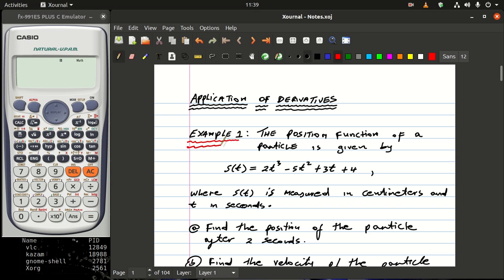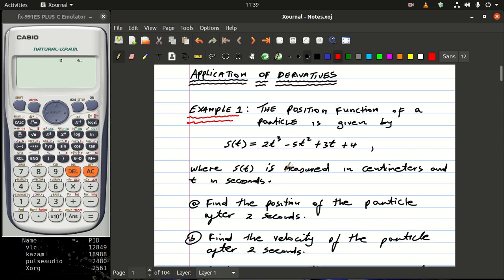The first example says the position function of a particle is given by this function here, which says s of t is equal to 2t cubed minus 5t squared plus 3t plus 4, where s of t is measured in centimeters and t is in seconds. So this function here is a position function. In other words, it determines where the particle is at some time t in seconds.